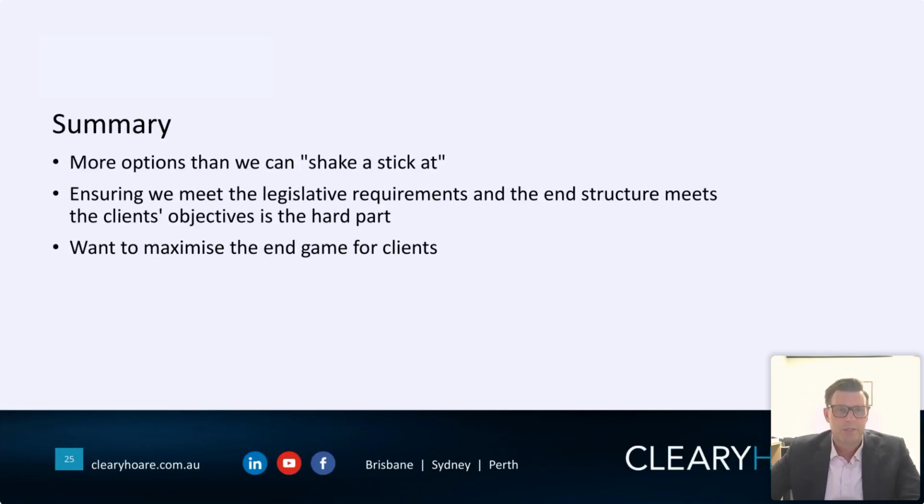So 2 options there. There are further variations and further options. As I mentioned, you could have a variety of different entities there. But if we're meeting the legislative requirements and making sure that the end structure meets the client's objectives, that's the hard part. Developing that plan, making sure that we're thinking 5-10 years down the track about what they're potentially doing. But it is a situation where we can look to maximise the end game for clients in terms of the potential tax outcomes, as well as achieve some of those asset protection goals now.